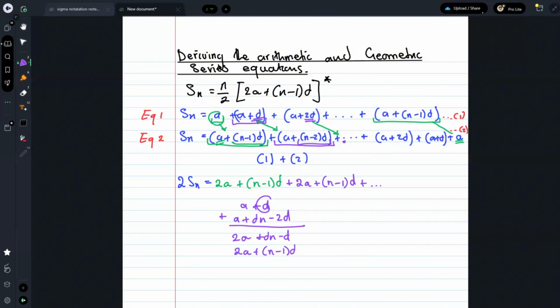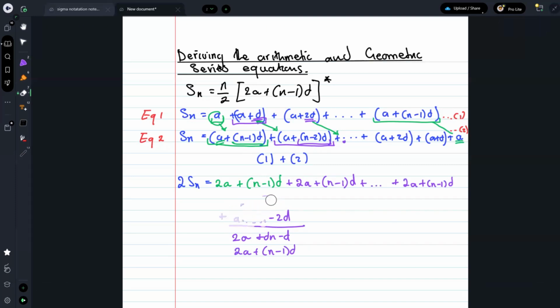So this means that up until the end right there, we are still going to have 2A plus n minus 1D. So you'll be having a value that repeats itself, as you can see, up until n times, depending on the number of terms you will be adding together, right? So let me just remove this part right here.